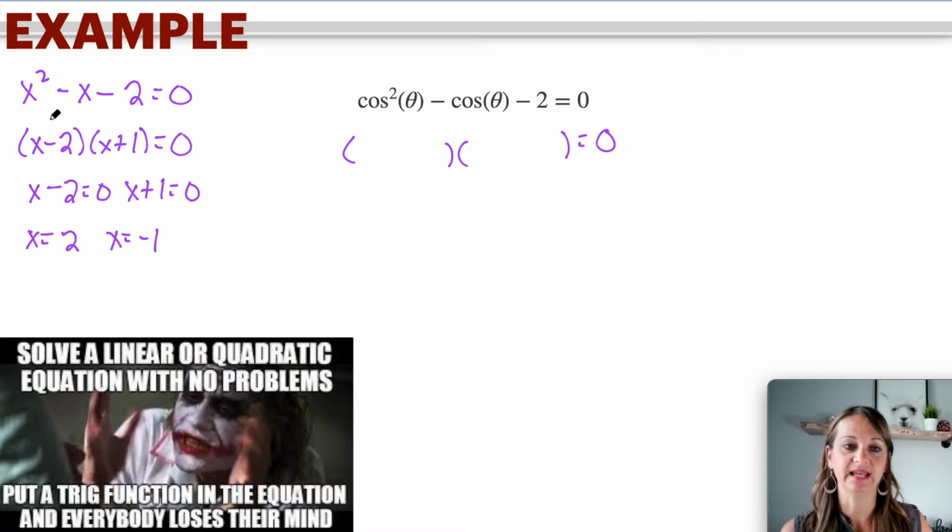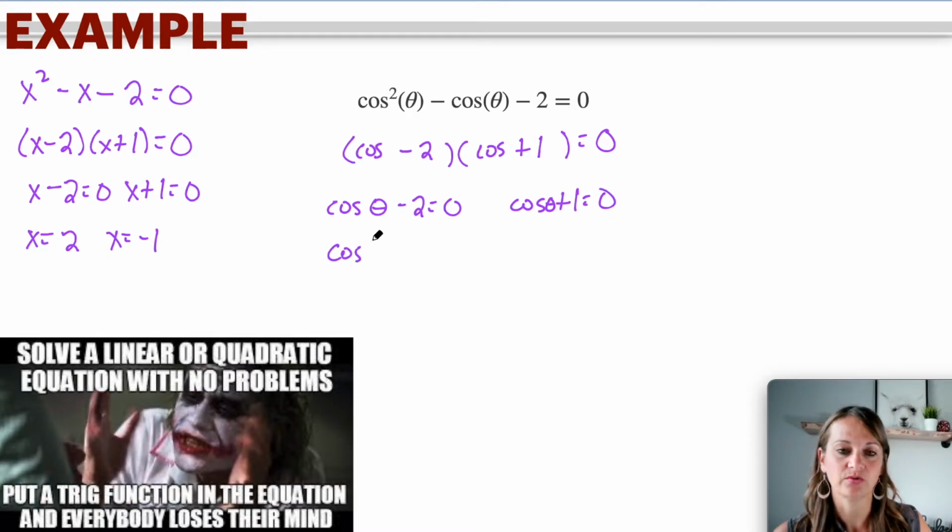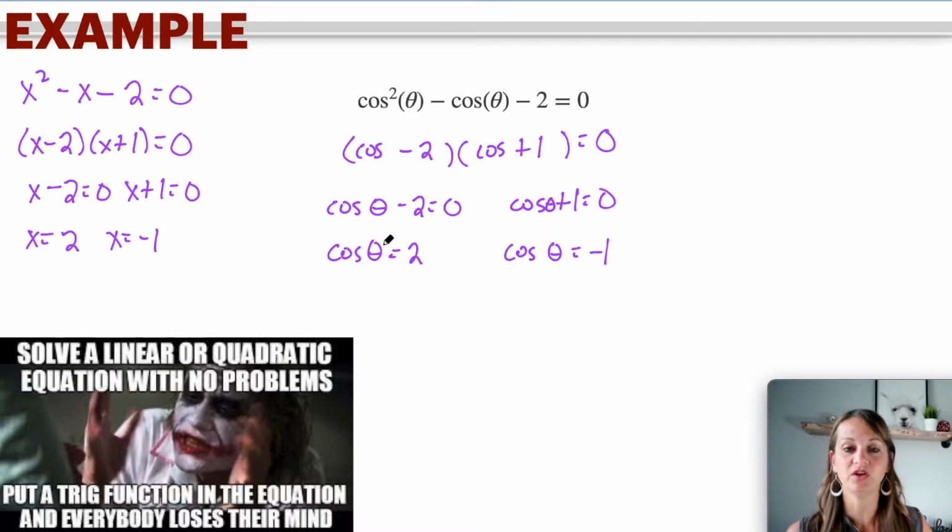So instead of it just being x minus 2 and x plus 1, it will be cosine minus 2 and cosine plus 1. So we're going to set both of these parentheses equal to 0 and solve. So cosine of theta is going to equal 2, and then cosine of theta is going to equal negative 1. Now, if you notice, this does not happen anywhere on the unit circle.